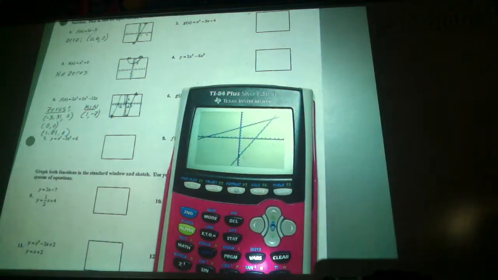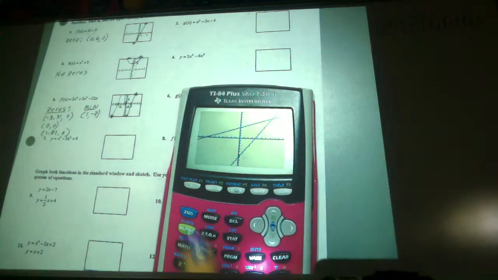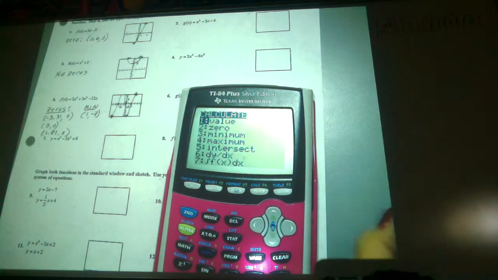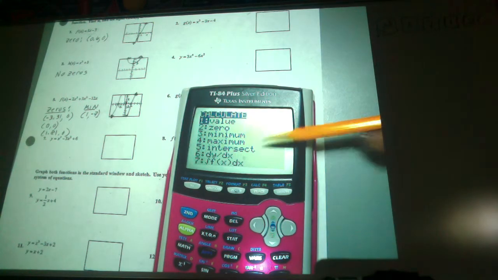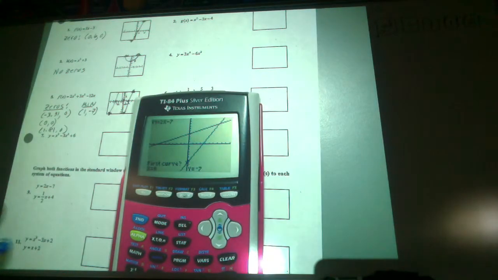All right, so does everybody have this? Okay. So we're going to find the intersection right here. So go to second calc. See how we have a choice of intersect. So we are going to do 5. And it wants first curve, because there's 2 curves on here.